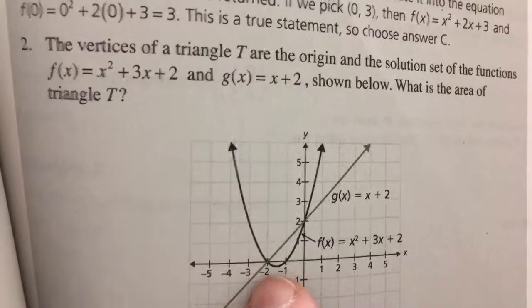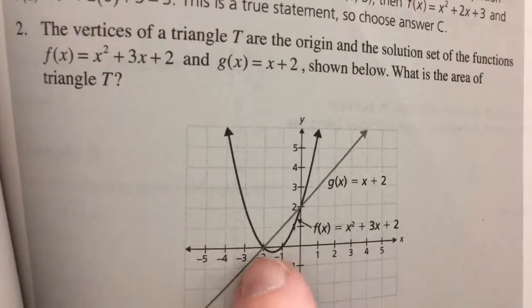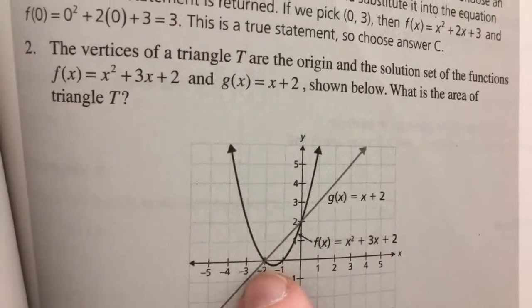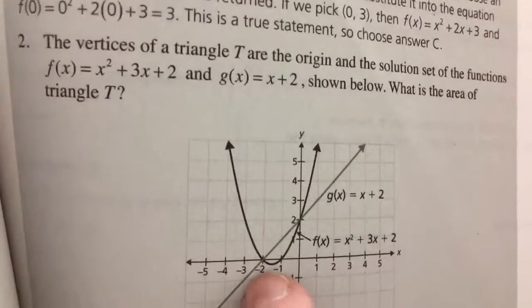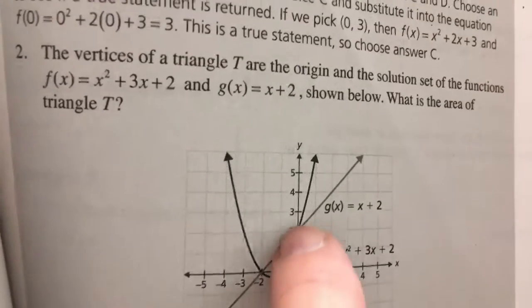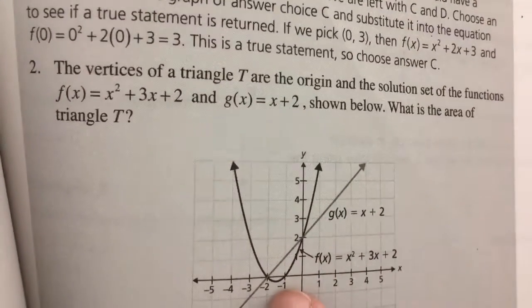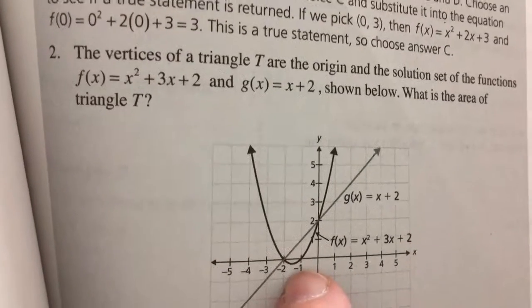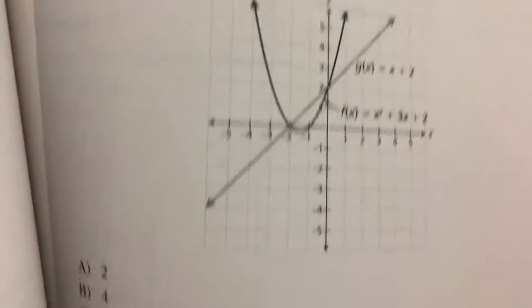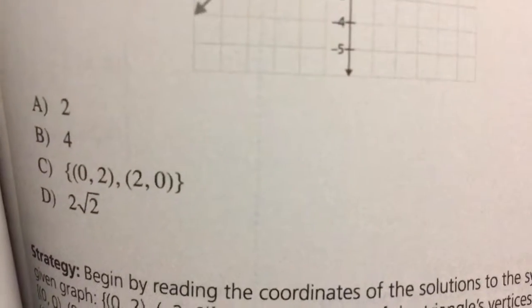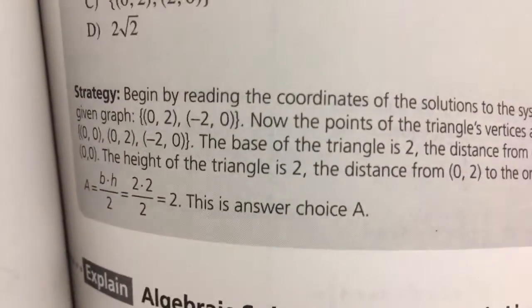Well, we know the area of a triangle is 1/2 base times height. If we let this one be the base, and we let this one be the height, then we've got a base of 2, a height of 2, and 1/2 times 2 times 2 is 1/2 of 4, which is 2. So the area of triangle T is 2, and that will be A, and they give us right there the answer choice A. And that is the A part of this section.